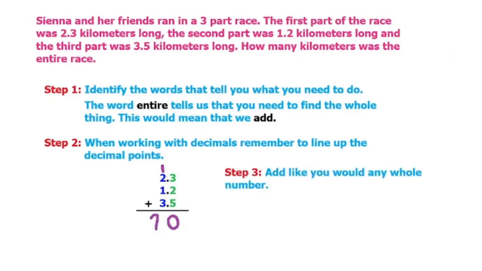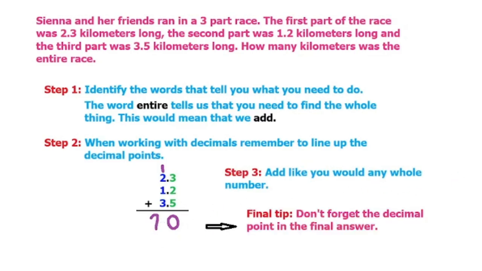So step 3. So add like you would any whole number, which is what we did here. And then the final tip is don't forget the decimal point in the final answer, because if we leave it like this, the answer will be wrong. We're looking at 70 when actually the answer is supposed to be 7.0, okay? So that's the last part.